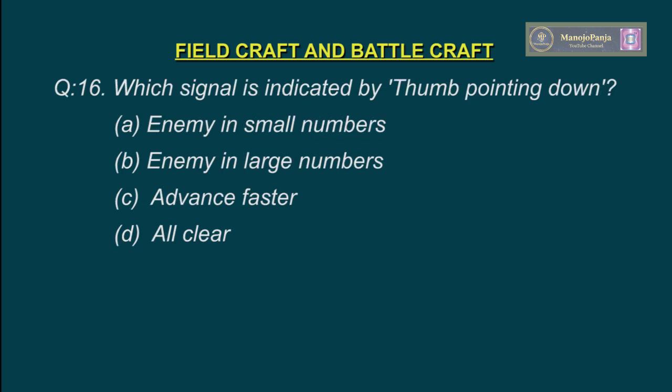Question 16. Which signal is indicated by thumb pointing down? A. Enemy in small numbers. B. Enemy in large numbers. C. Advance faster. D. All clear. Right answer A. Enemy in small numbers.